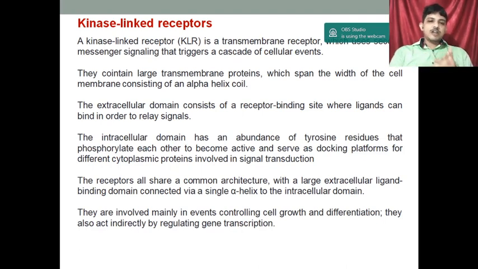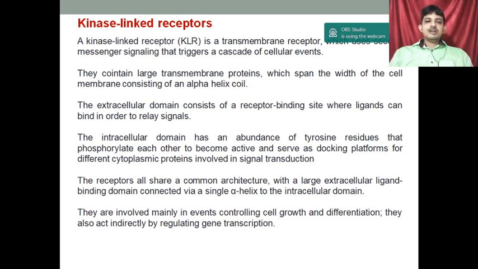Next, the intracellular domain has an abundance of tyrosine residues. These tyrosine residues phosphorylate each other to become active and serve as a docking platform for different cytoplasmic proteins that are involved in signal transduction. So phosphorylation of the tyrosine will happen after binding with the protein ligand, and then different proteins involved in signal transduction come in.